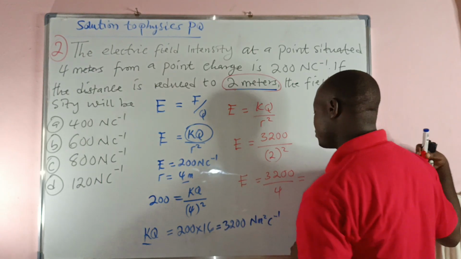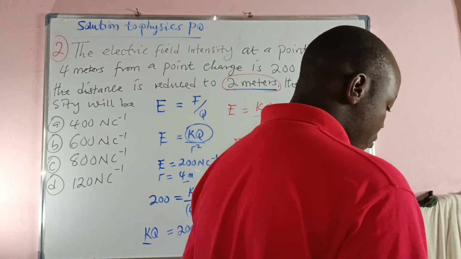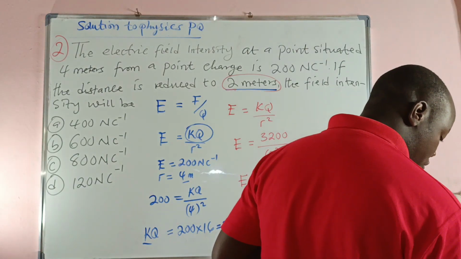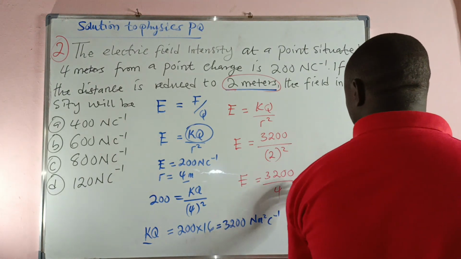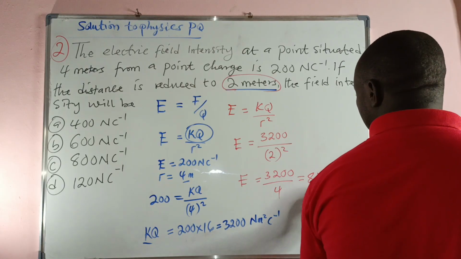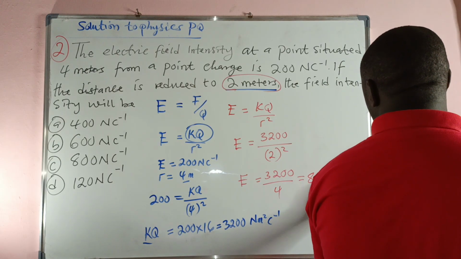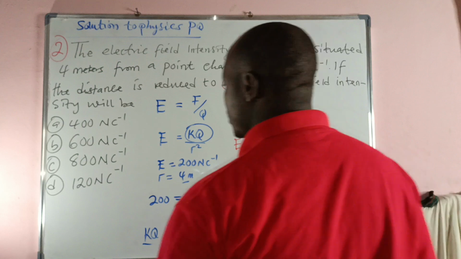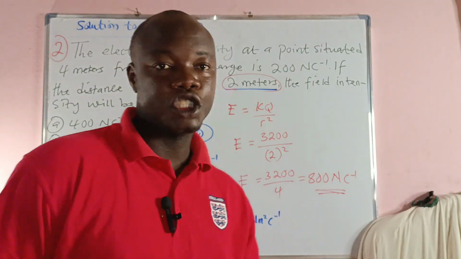3,200 divided by 4 will of course give us 800. So we now have 800 Newton per coulomb. So this is actually the answer to this question too.